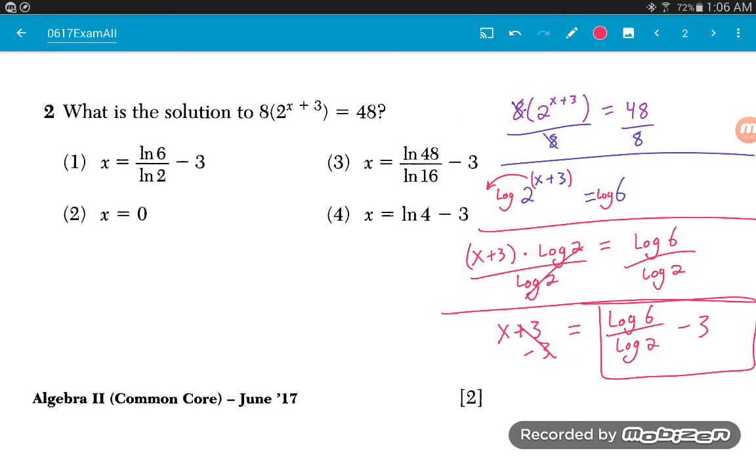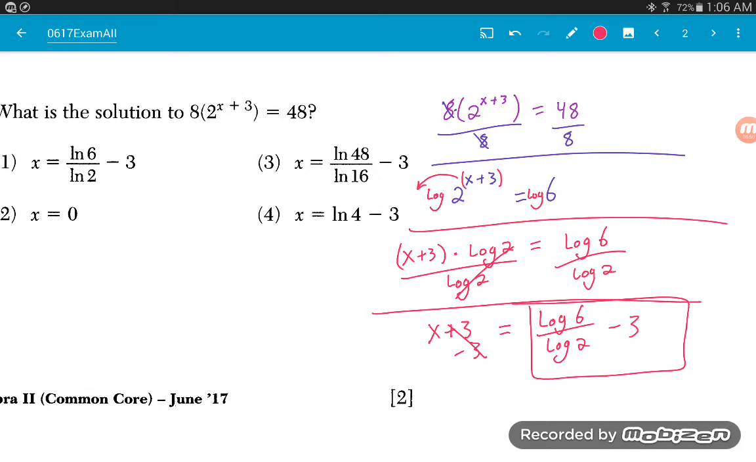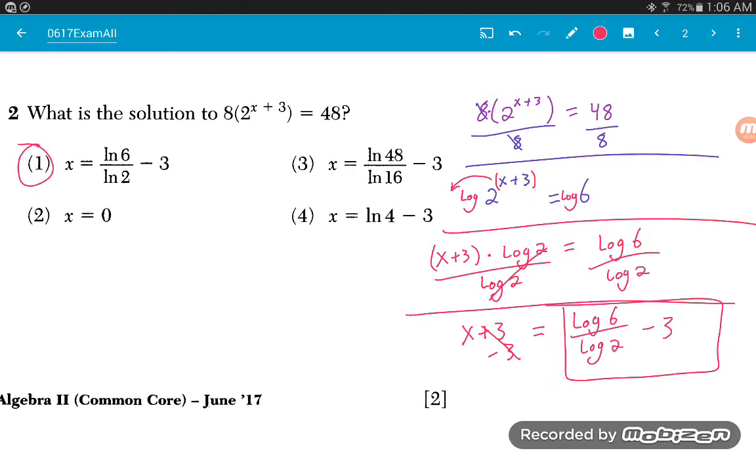If you look at the answer choices, you'll notice that log of 6 and log of 2 is not present, but we have something that looks very much like it. The answer is indeed number 1. So it's log of 6 over log of 2 minus 3. But they've just used ln. ln is nothing except for log base e. It means like the base of the log is that 2.718 number. So it's just a specific kind of log. They decided to use ln. There's no reason why they chose that over regular log. But they're the same thing. So 1 is our answer.